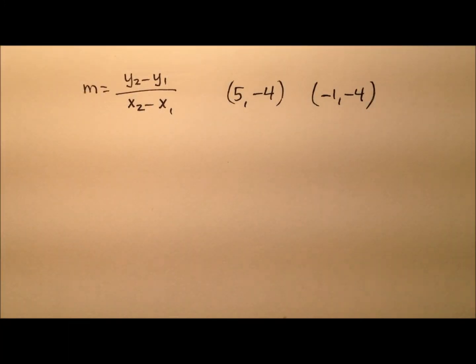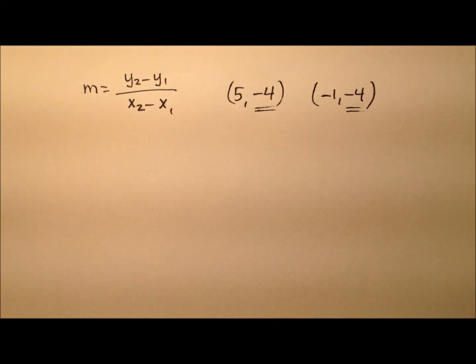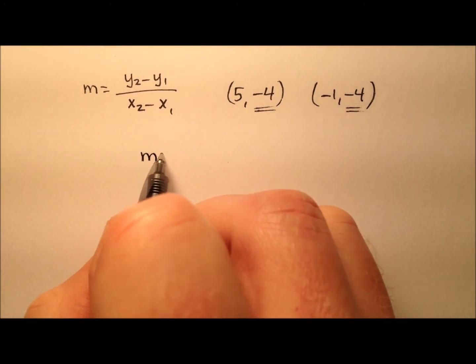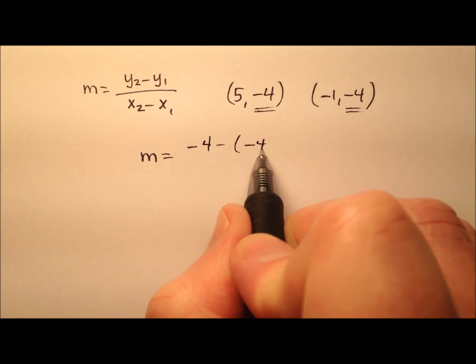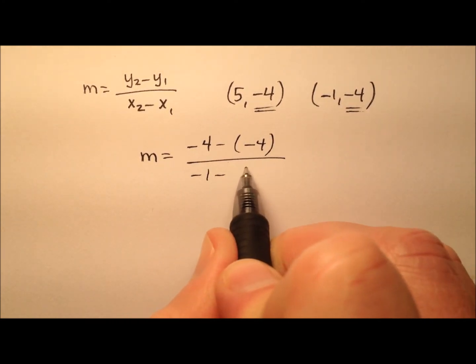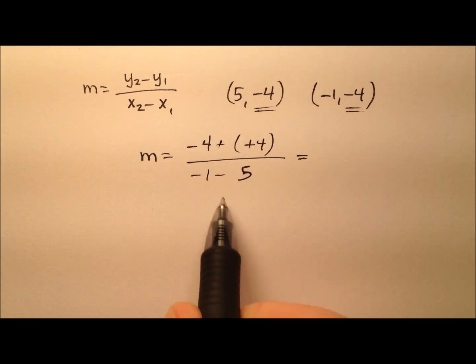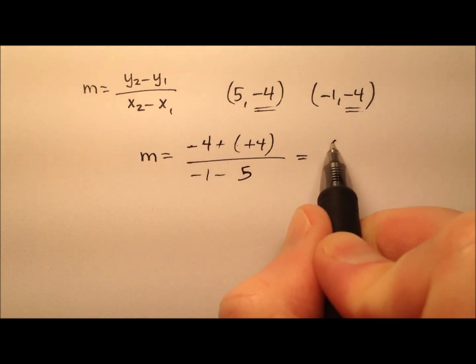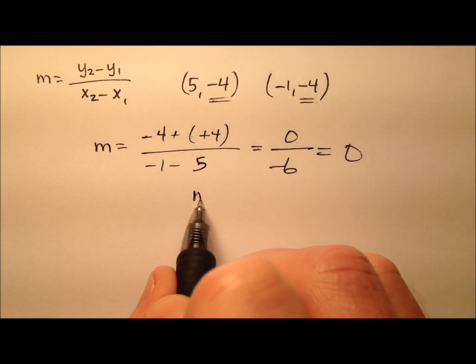And in our last example, you'll probably see right off the bat that our y values are the same. So this is going to be a special line as well. Let's go ahead and work our formula though first. So negative 4 minus a negative 4, and then negative 1 minus 5. Well, here we have our swoosh swoosh. So negative 4 plus 4 is 0 over negative 6, which equals 0.